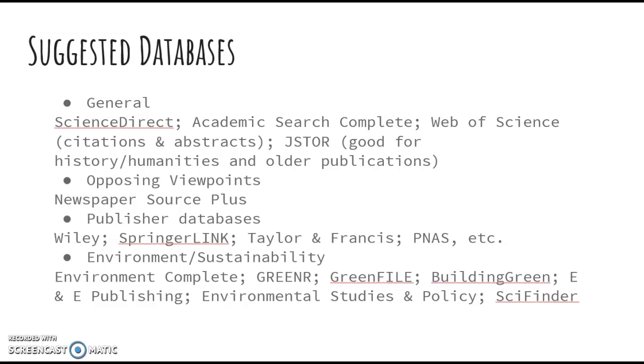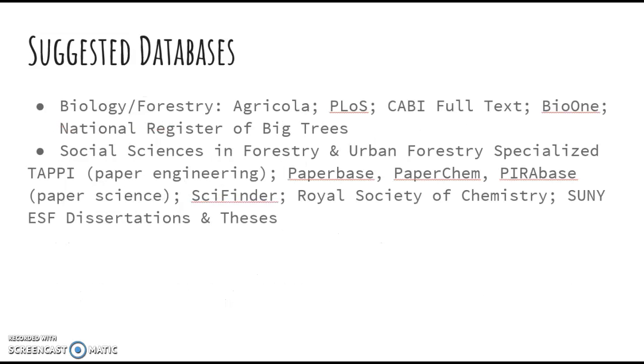For environment and sustainability subjects, go to Environment Complete, GreenR, GreenFile, Building Green, E&E Publishing, Environmental Studies and Policies, and SciFinder. For biology and forestry, go to Agricola, PLOS, CABI Full Text, Bio 1, and National Register of Big Trees. For social sciences and forestry and urban forestry specialized, go to TAPI Paper Engineering, Paper Base, Paper Chem, Pure Base, SciFinder, Royal Society of Chemistry, or SUNY ESF Dissertations and Theses.